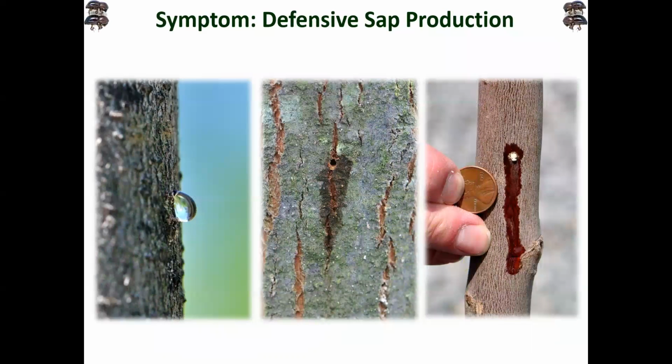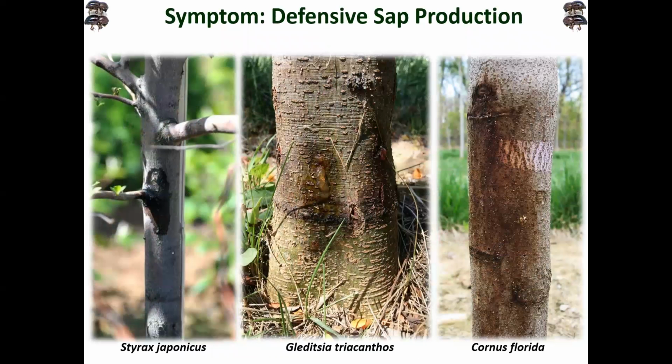Defensive sap production is also a key characteristic of ambrosia beetle attacks that are often seen during the spring months. And this sap production can be quite extensive to the point where it can result in opportunistic organisms then taking hold. And so obviously from an ornamental tree perspective, it can really reduce the aesthetic properties of that tree.